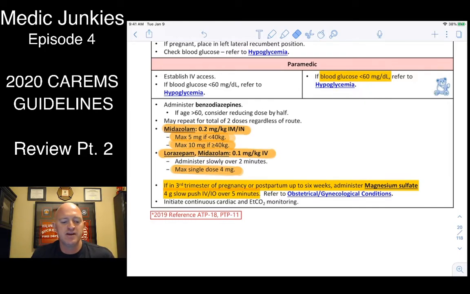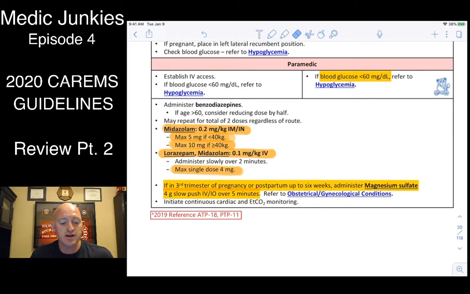If your patient is less than 40 kilos, we can give a max of 5, either IM or IN. And if they're greater than 40 kilos, we can give up to 10. Now, if we're going to go IV, it's only 0.1 milligram per kilogram, okay, of Ativan and Versed. Make sure that we're giving it nice and slow. We don't want to slam these drugs. That's when you're going to run the risk of having some hypotensive event or some respiratory compromise, okay?